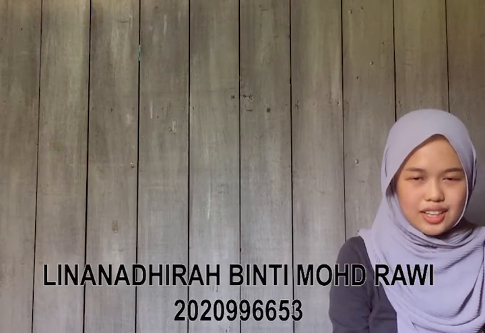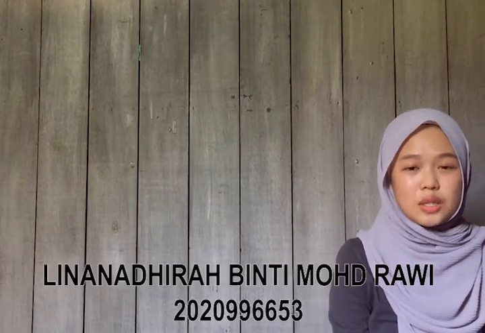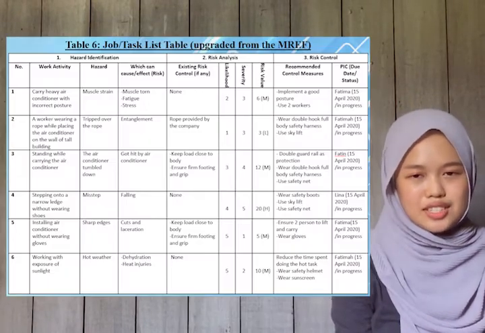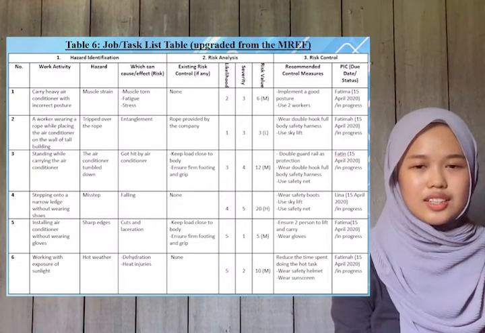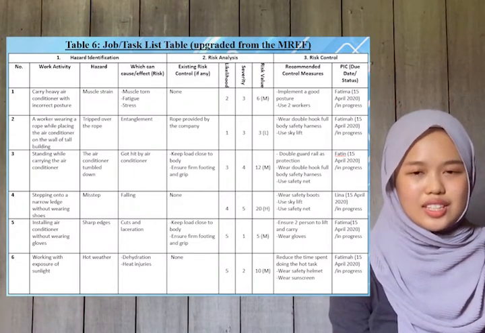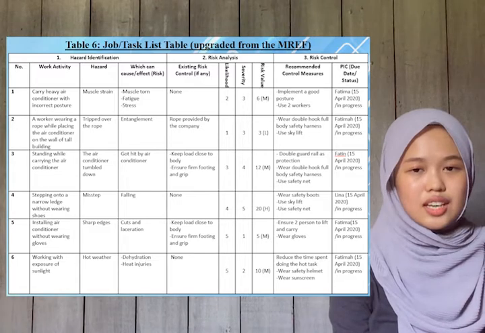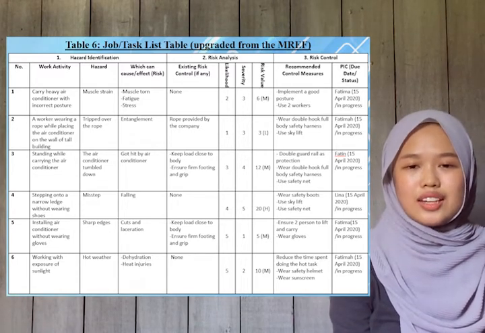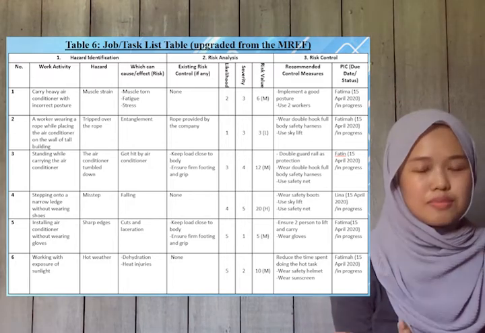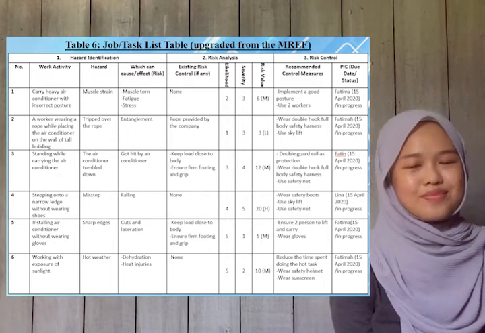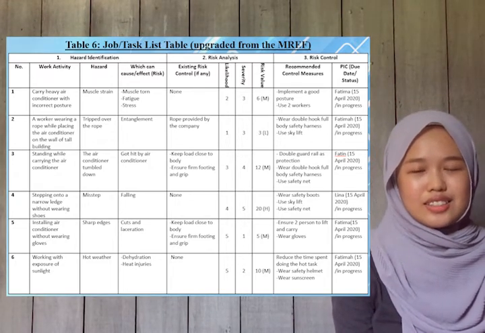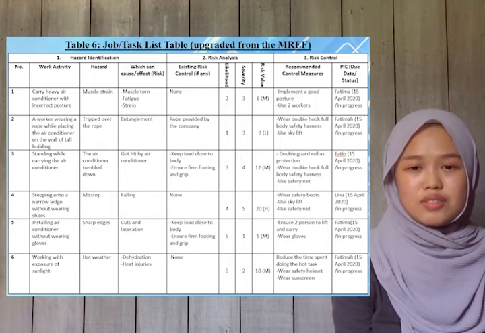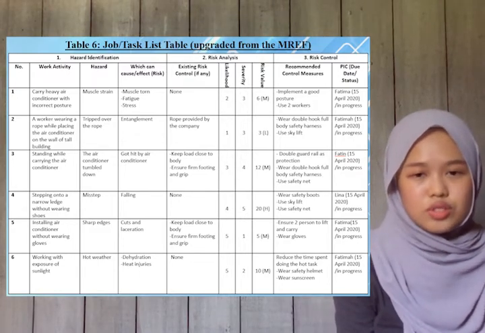Next, I will explain more about Table 6. Among these activities, there is 1 activity that obtains the highest risk value. Other than that, there are 4 activities that obtain medium risk value. You can refer to the tables beside me. And in addition, there is 1 more activity that obtains the lowest risk value.